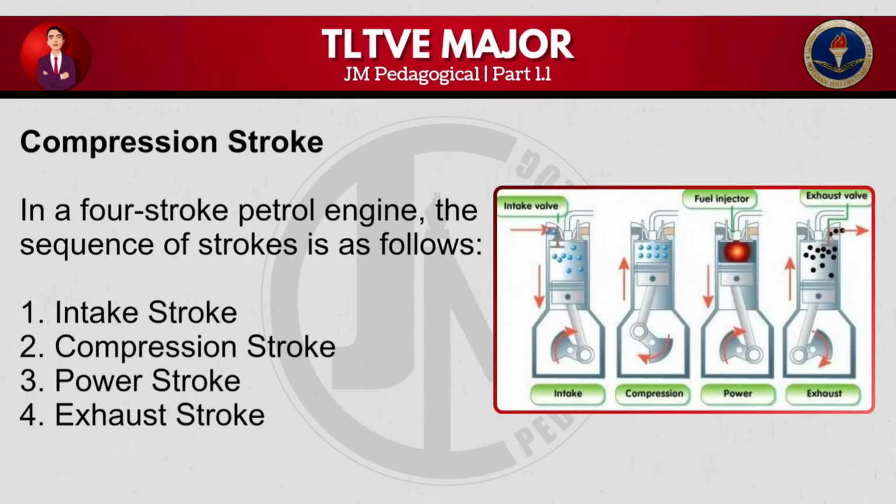In a 4-stroke petrol engine, the sequence of strokes is as follows: 1. Intake stroke, 2. Compression stroke, 3. Power stroke, and 4. Exhaust stroke. During the compression stroke, the air-fuel mixture is compressed by the upward movement of the piston, preparing it for ignition in the next power stroke.